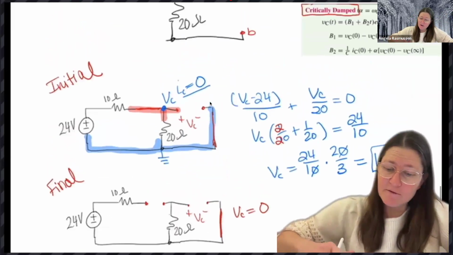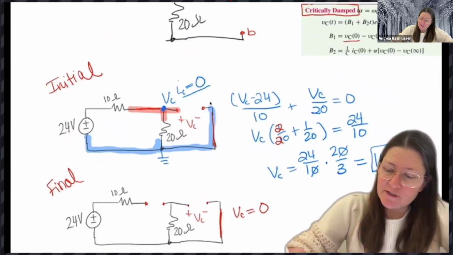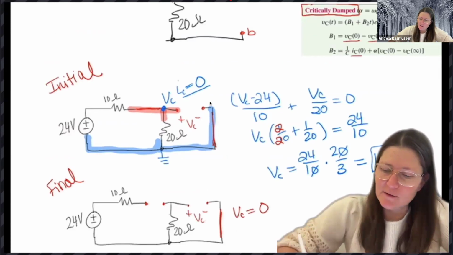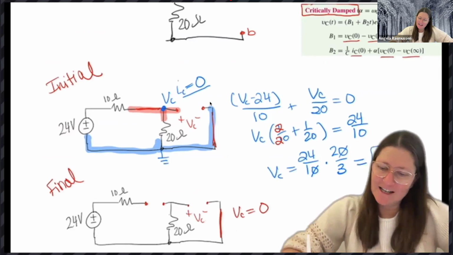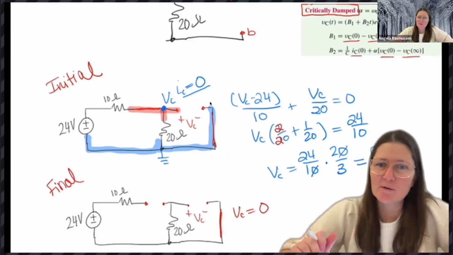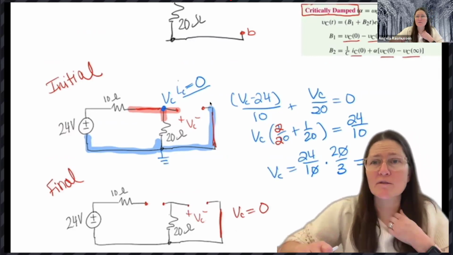So now we have all the values we need. We have VC of 0, which is 16. VC infinity is 0. IC of 0 is 0. Alpha is 1 times 10 to the 6. So now we can plug all of these in.